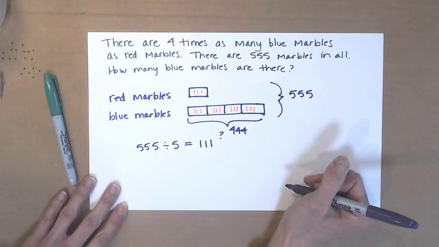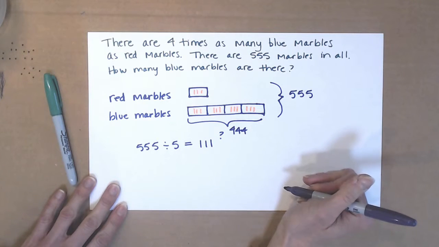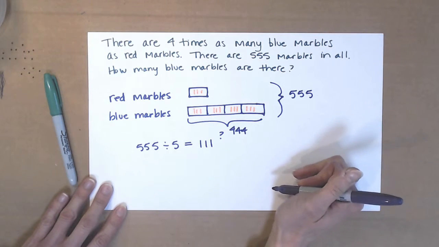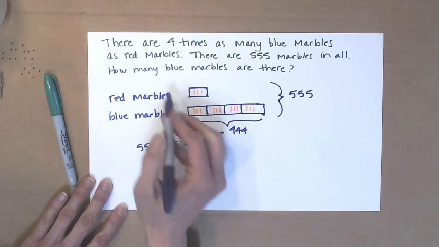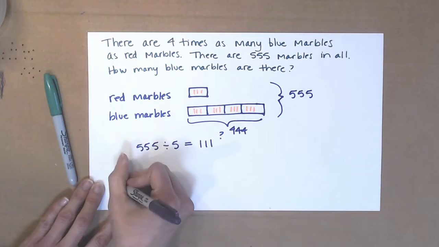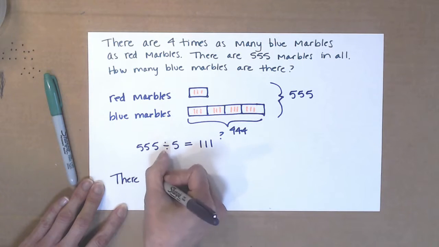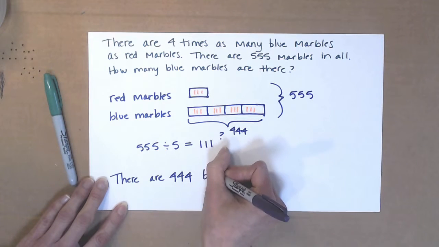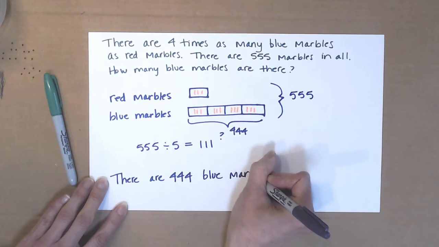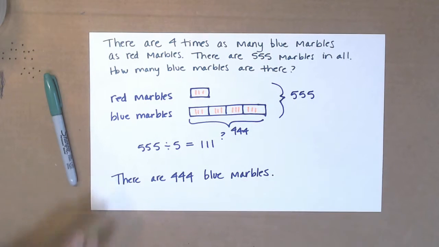Now in all of these problems, I ask you to write out a sentence at the end answering the question. And the reason I want you to do this is because by writing a sentence, you can verify you're actually answering the right question. So the question is, how many blue marbles are there? There are 444 blue marbles. And that is the first question. That is the learn question on your worksheet.